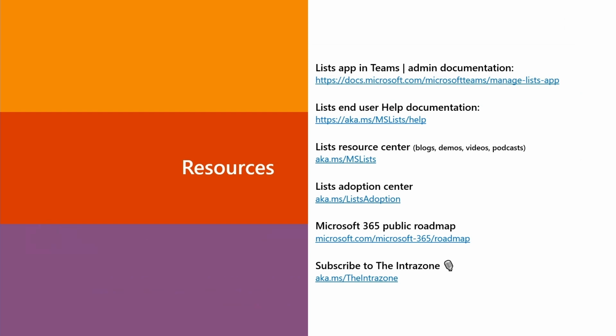The List Adoption Center, again, is a great location when you think about rolling out at scale inside your organization. Go to the roadmap, learn all about what we are doing and when some of those things will be coming. We are publishing, on a monthly and quarterly basis, new information to the public roadmap.